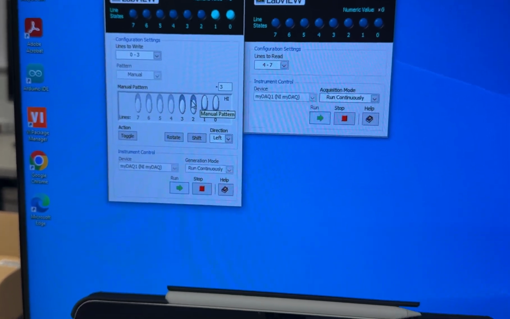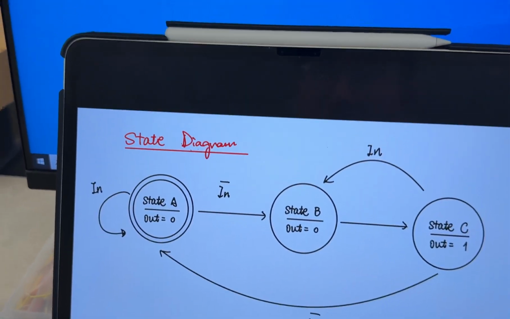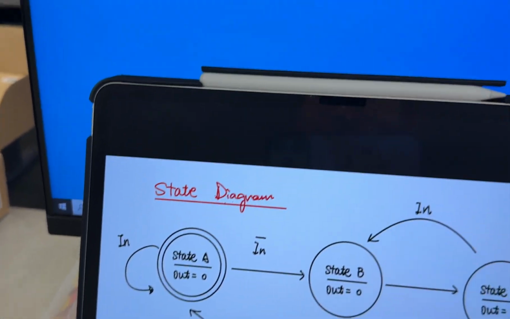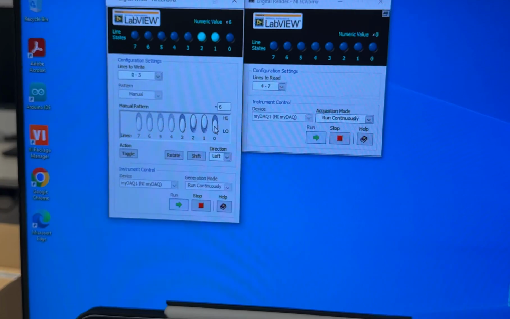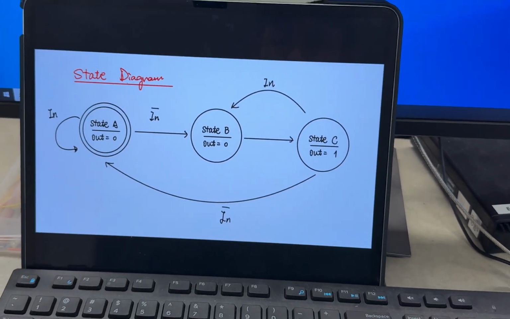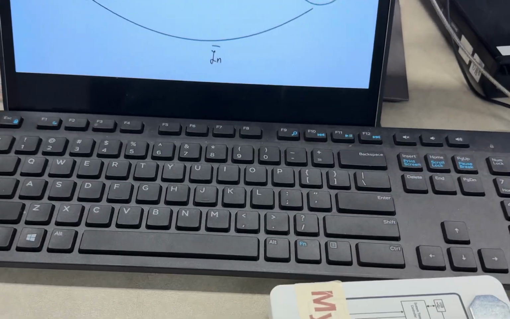So when we're at state A, if we have our input high, it will go back to itself, which works. So that sums up all my finite state machine. Thank you.